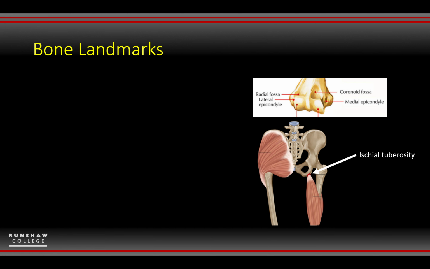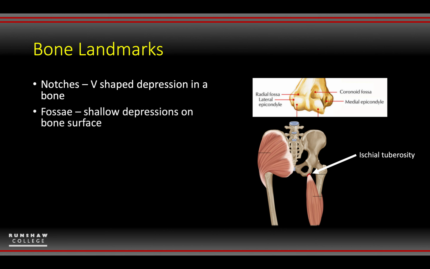So we'll have a quick look at bony landmarks as well. So all the bones in your body have got different little bits on them, and they're normally there to help with muscle attachment. So you've got notches, which you might see as a V-shaped depression in a number of bones. A fossa, which is a shallow depression.